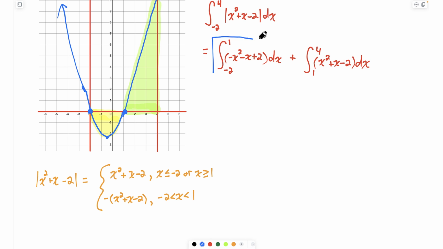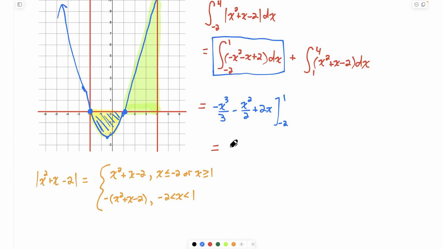So I will evaluate my first definite integral, which I'll highlight in blue and shade in blue here. I'll start by finding the antiderivative of the integrand, which would be negative x cubed over 3 minus x squared over 2 plus 2x. And my limits of integration were negative 2 and 1. So I'll just keep going with this integral. I'll complete that whole integral. Then I'll move over to my second definite integral. I will evaluate this integral at 1 and then subtract the value of that integral at negative 2.